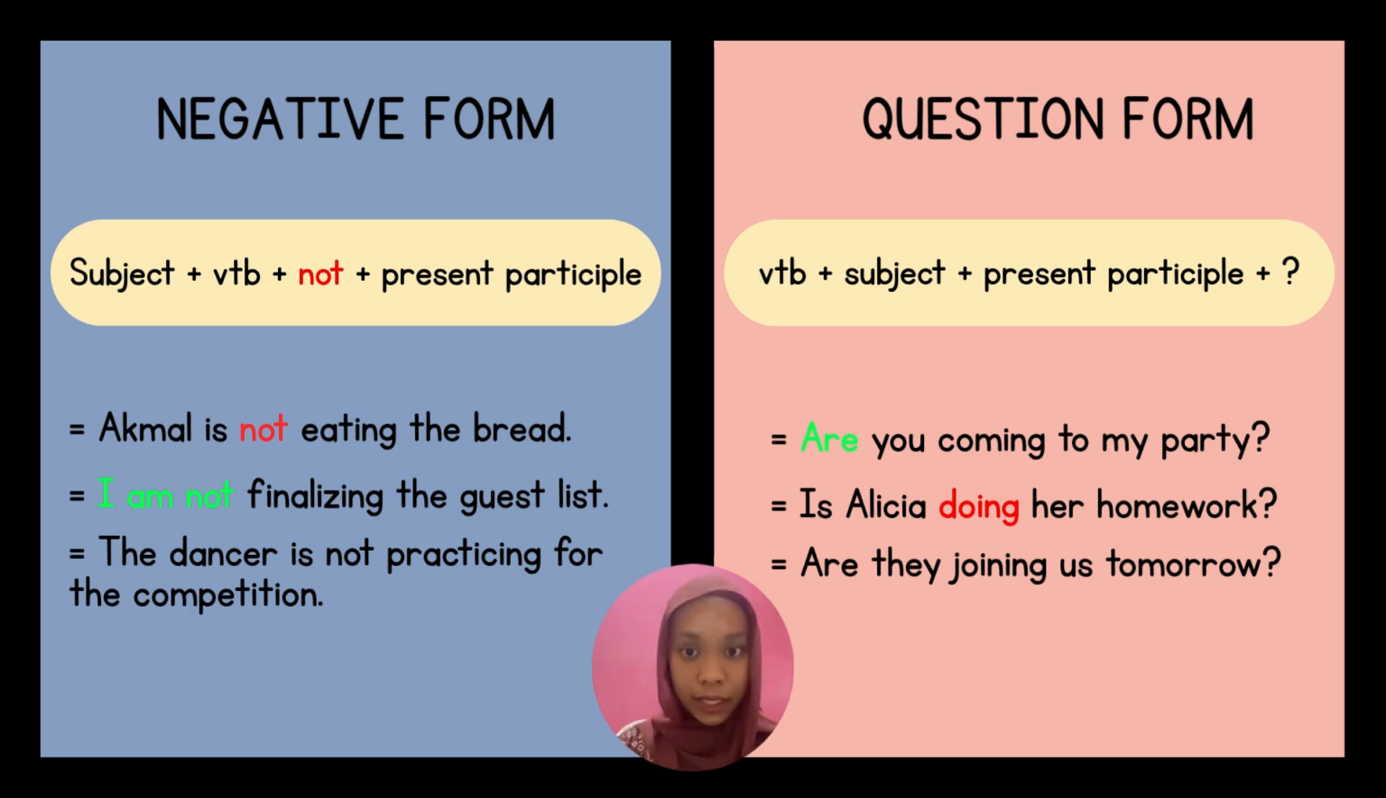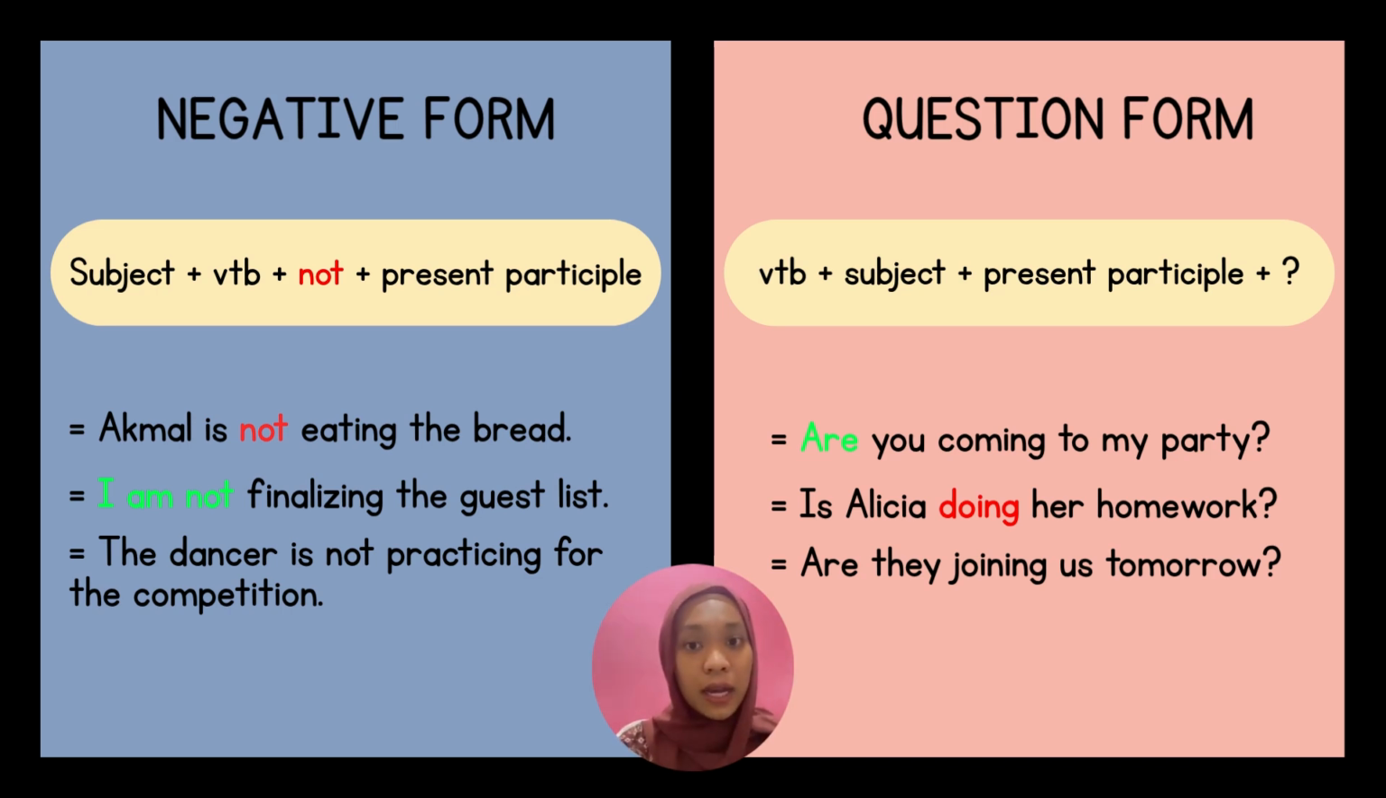It is somehow similar to the affirmative form, but we need to put an indicator, in other words, to indicate that it is a negative form. So let's look at it. Subject, verb to be, plus not, plus present participle or verb plus ing. So let's look at the example first. Akmal is not eating the bread, and then I am not finalizing the guest list.